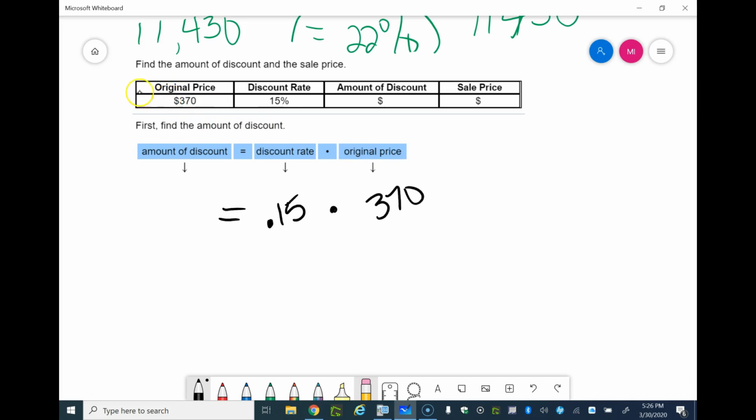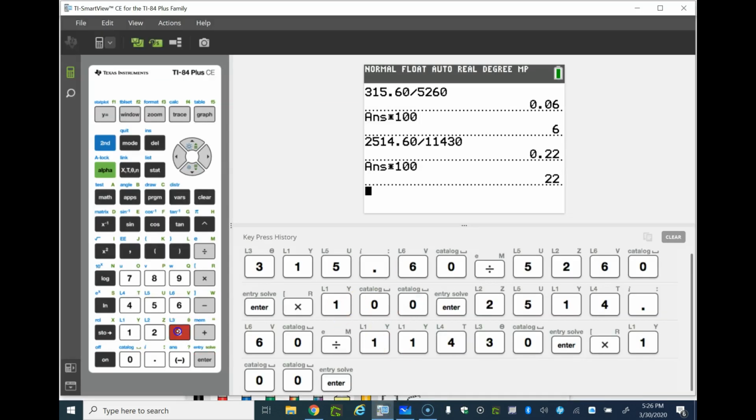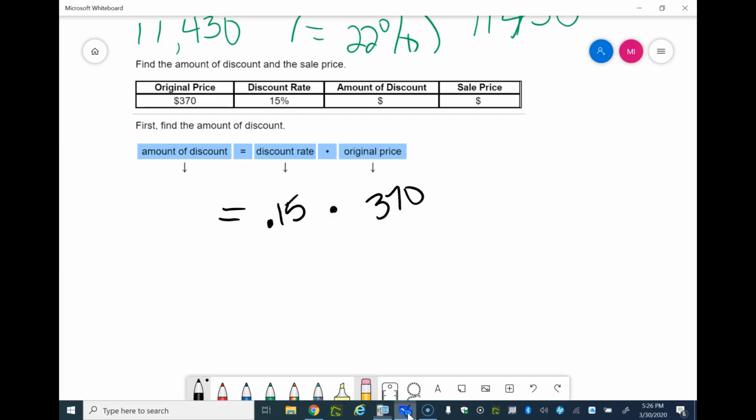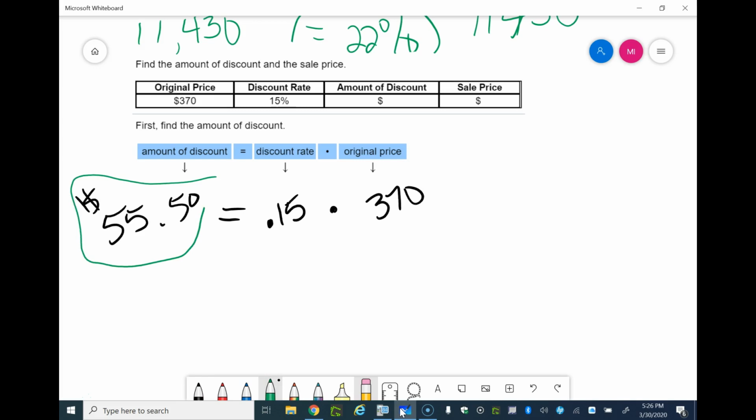And that's going to be equal to, once we multiply those two together, 370 times 0.15, we're going to get $55.50. So the amount of discount is going to be $55.50. So this actually goes in this one as far as the answer in my Math Plus.